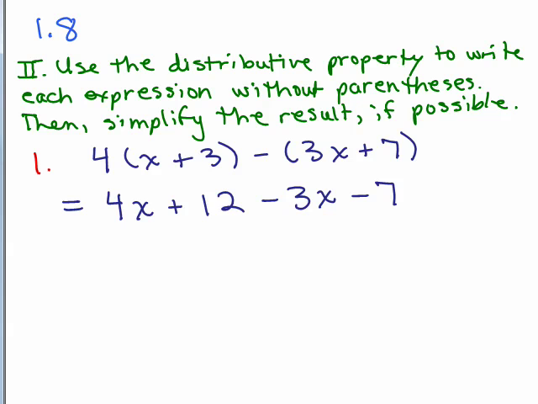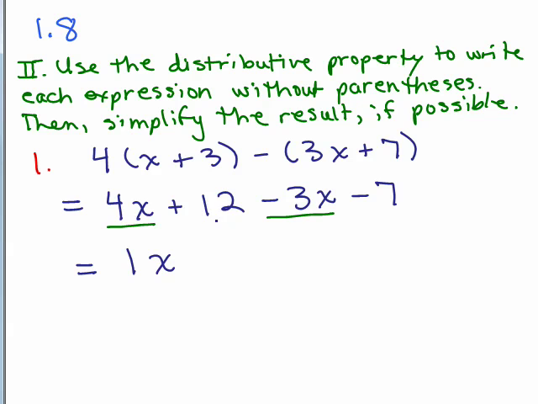All right, now we're going to look for like terms and combine like terms. So I have to look for the like terms. So I have a 4x minus a 3x. So we do 4 minus 3, which is 1x. But 1x is the same thing as x. Remember, we're never going to leave an answer with a 1 in front of a variable.